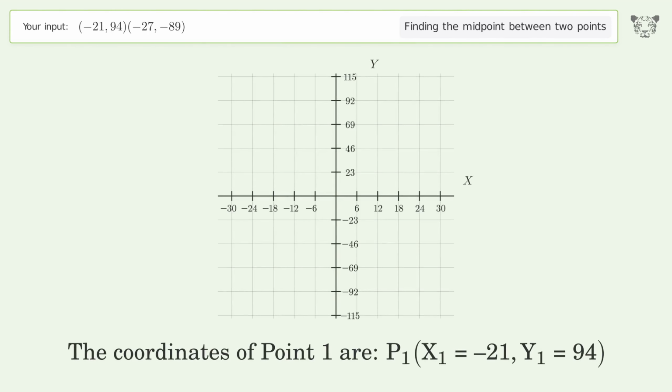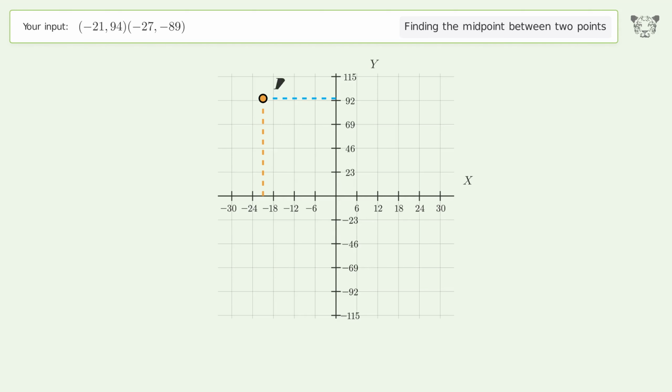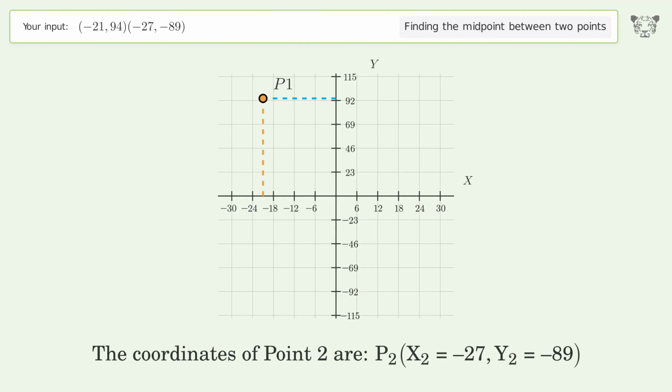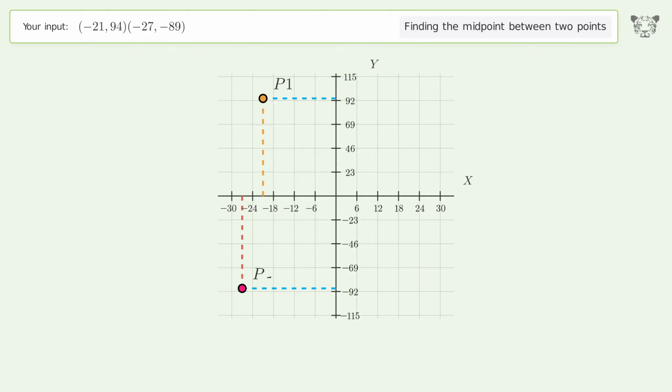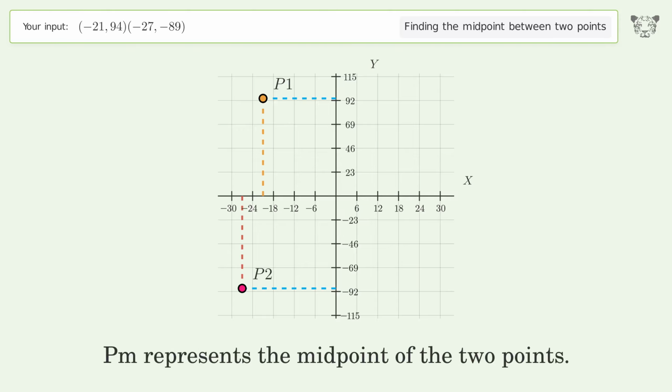The coordinates of point 1 are, x1 equals -21, y1 equals 94. The coordinates of point 2 are, x2 equals -27, y2 equals -89. PM represents the midpoint of the 2 points.